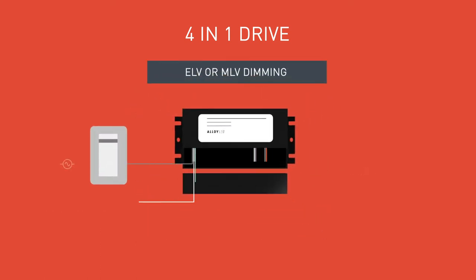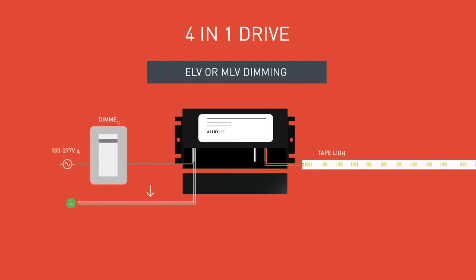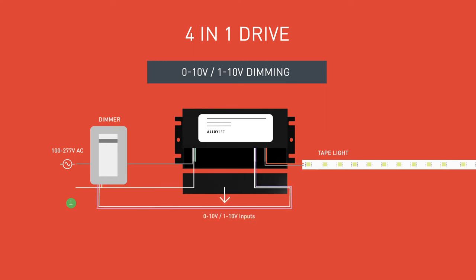For MLV or ELV, simply connect the dimming output to the MLV and ELV wires. For 0 to 10 volt and 1 to 10 volt, simply connect the dimming output to the 0 to 10 volt or 1 to 10 volt inputs. Let the driver do the rest.